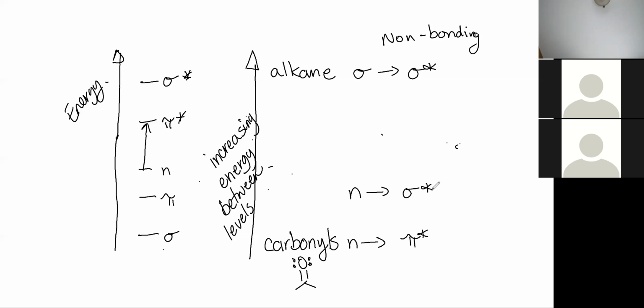And so here again, we need non-bonding electrons, but we don't have a pi bond. So this would be things like alcohols, basically anything with an oxygen and a nitrogen and a sigma bond.